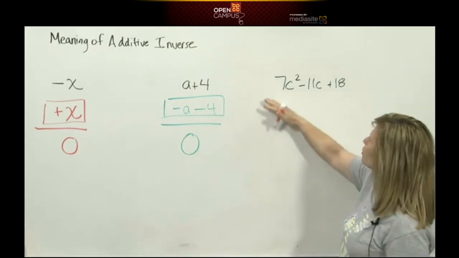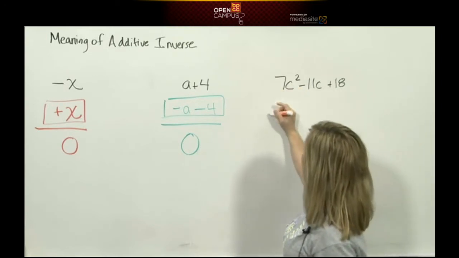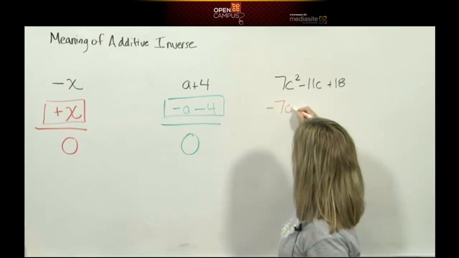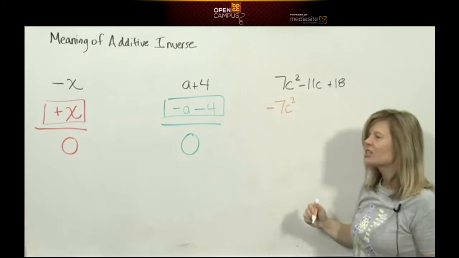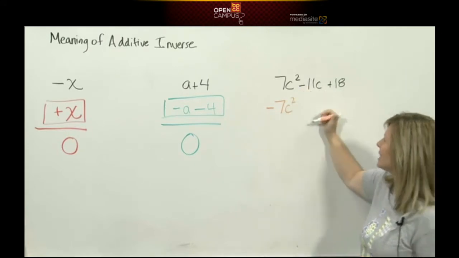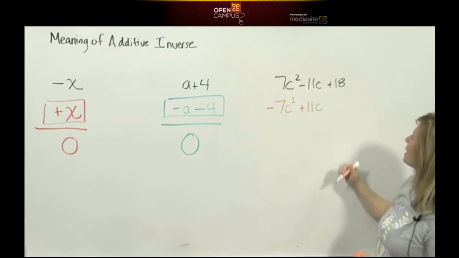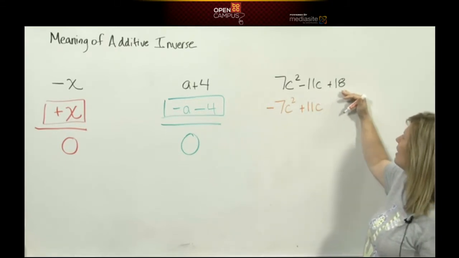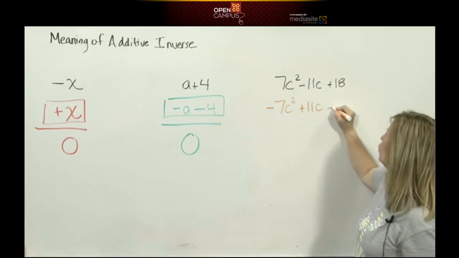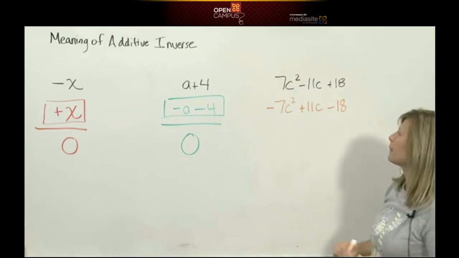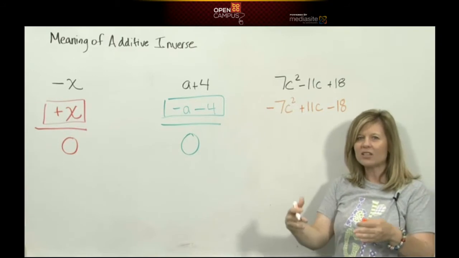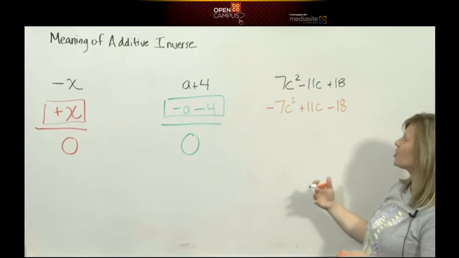Well, the additive inverse of 7c squared would be negative 7c squared. The additive inverse of negative 11c would be positive 11c. The additive inverse of positive 18 would be negative 18. So again, all additive inverse means to do is to change the signs.